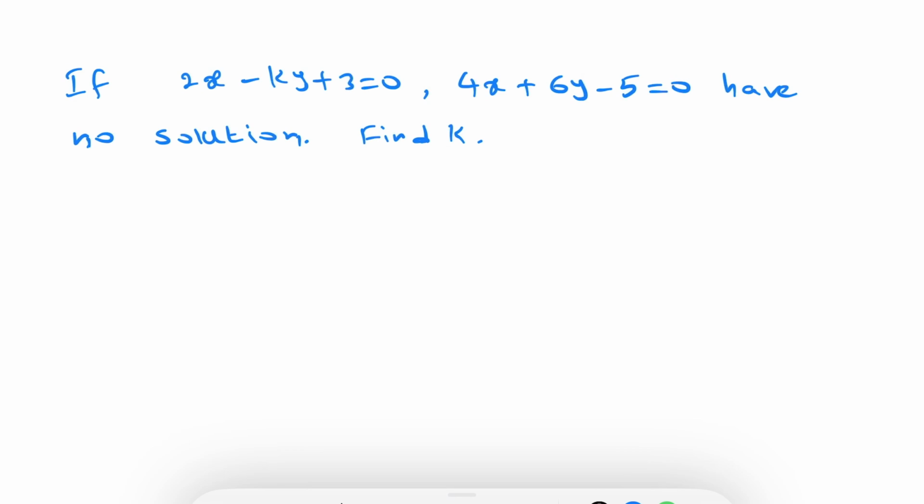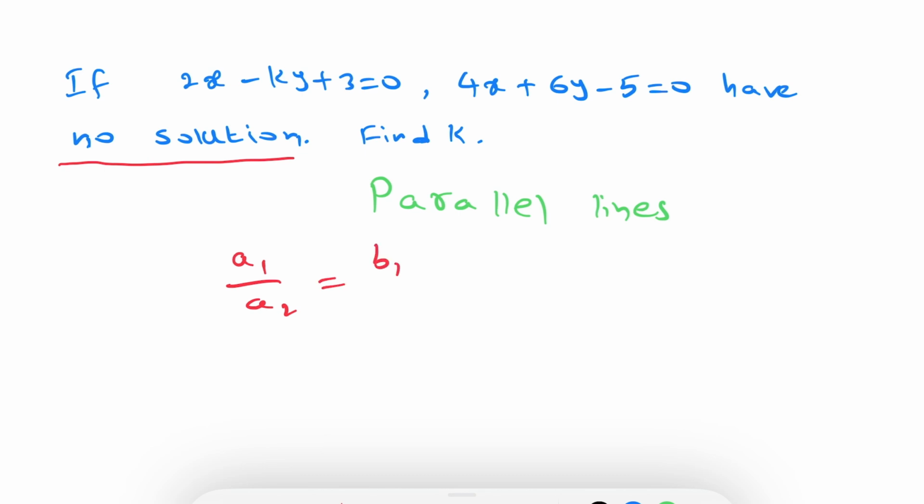If 2x minus ky plus 3 equals 0 and 4x plus 6y minus 5 equals 0 have no solution, then find the value of k. Here he clearly mentioned that these two linear equations have no solution. So no solution means these two are parallel lines. So what is the condition for parallel lines? A1 by A2 equals B1 by B2 not equals C1 by C2.